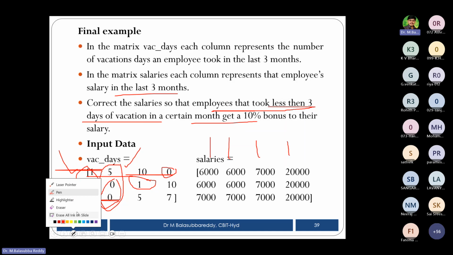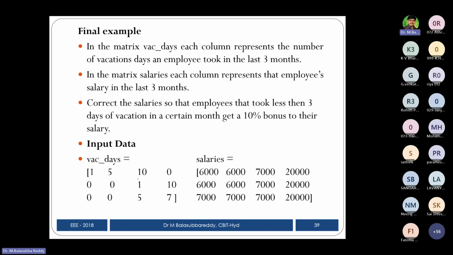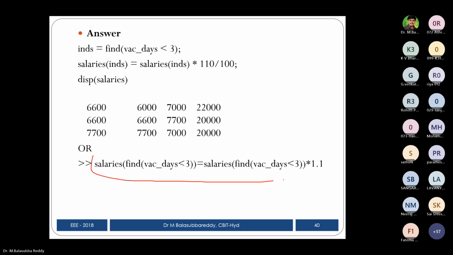So for that, what is the single statement to identify? Vacation days is a matrix available. Find greater than 3, then it will give you the index. That index, not in a vacation place, I want in the salaries place. So salaries of that vacation find greater than 3, those positions will be identified, and the salary at that position, if we multiply with 1.1, then automatically that index position is replaced with the 10% bonus. You can see only one direct statement is sufficient to execute the total problem.